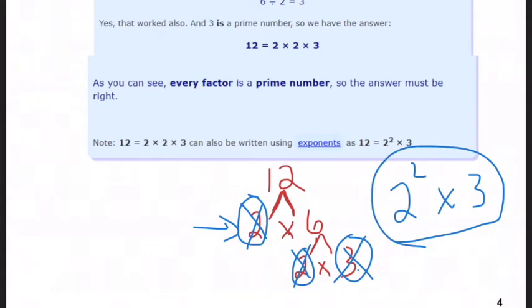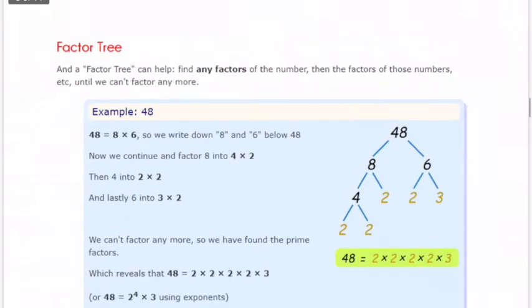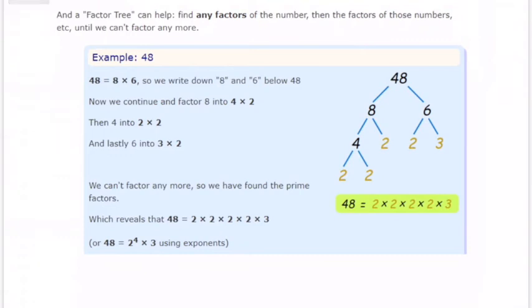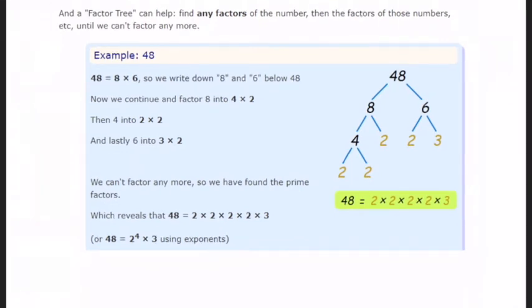And to double check, I could try to solve it. 2 times 2 is 4. 4 times 3 is 12. Okay, so they show a factor tree. That's what I just did. So let's look at 48. And you don't have to do it the same exact way that they're doing it. I'll show you a different way.